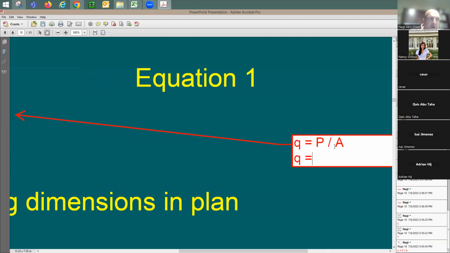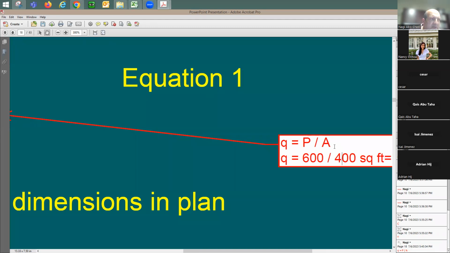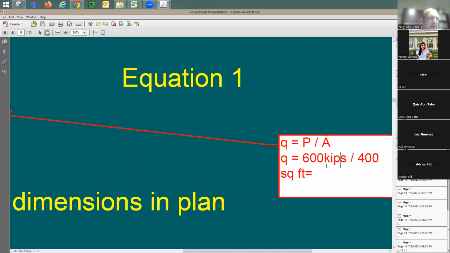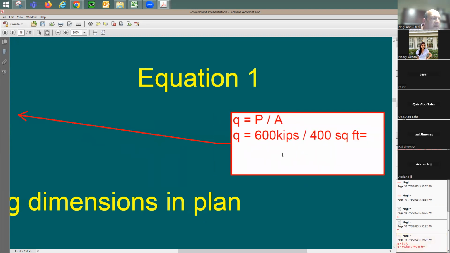I'm looking for Q when the axial load equals 600 kips, and the area is going to be 20 by 20. It's going to be 400 square feet. And this 600 is given in kips. So in this case, the actual pressure below the footing is going to be 600 divided by 400, which is 1.5 what? Kip per square foot. You can call it KSF.